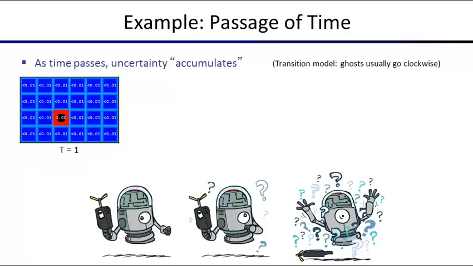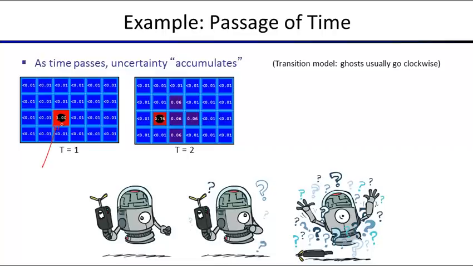Let's look at this in action. Let's say you are trying to find ghosts in a grid world. As time passes, these ghosts will be moving around. Initially, in this case, almost all the probability mass is over here. At time t equals 2, doing this update, we get a more spread out probability mass. The ghost can try to move here because it tends to go around clockwise like that. But there is some noise, and so the probability mass tends to diffuse over time. Then time goes by and so forth.